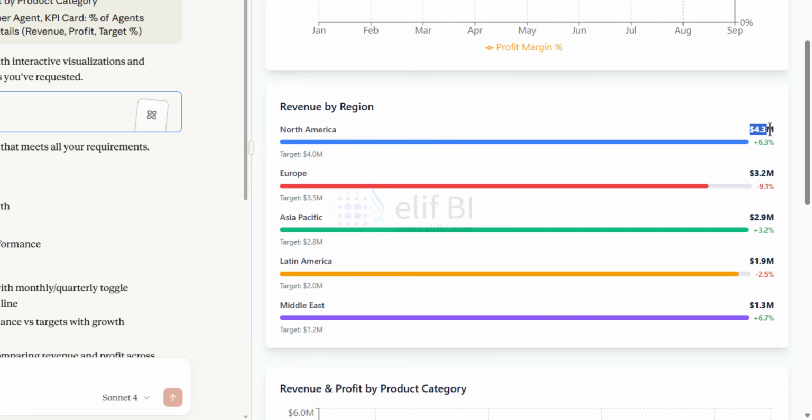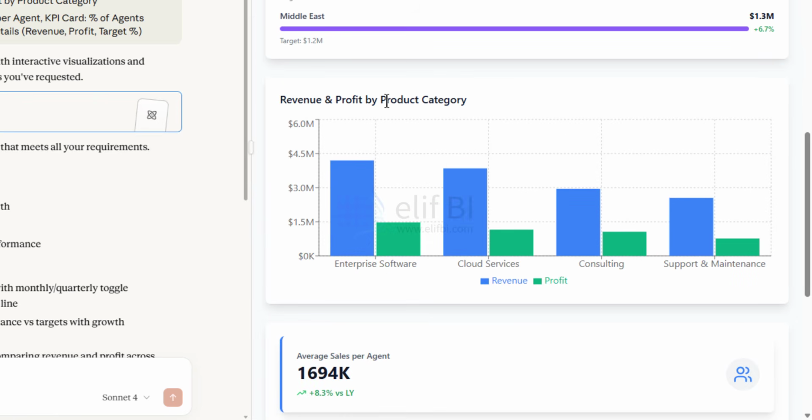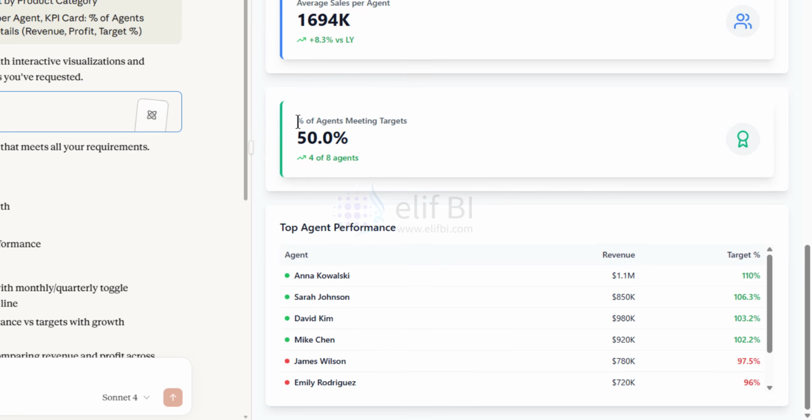It's showing me how much it achieved, and at the same time whether it fulfilled the target or not. And then revenue and profit by product category. I like these column charts. Average sales per agent, percentage of agents meeting the targets, and then the top agent performance.